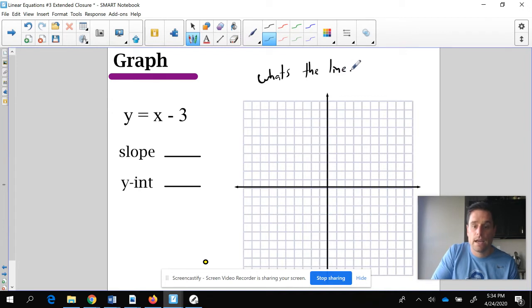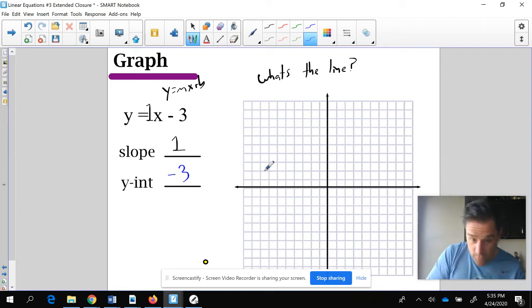What is the line? Okay, let's start with the slope. The slope is, what number is always right here? It's always y equals mx plus b. The m is always the slope, so the slope is 1. And your y-intercept is always right here. So that is going to be a -3.